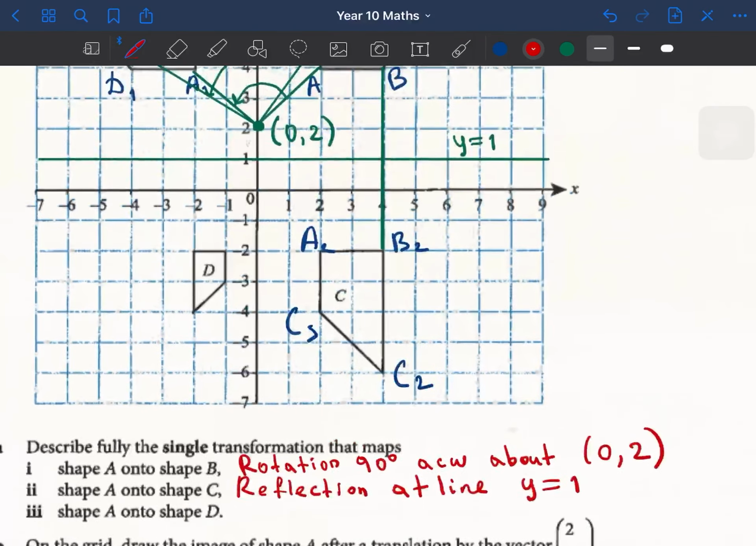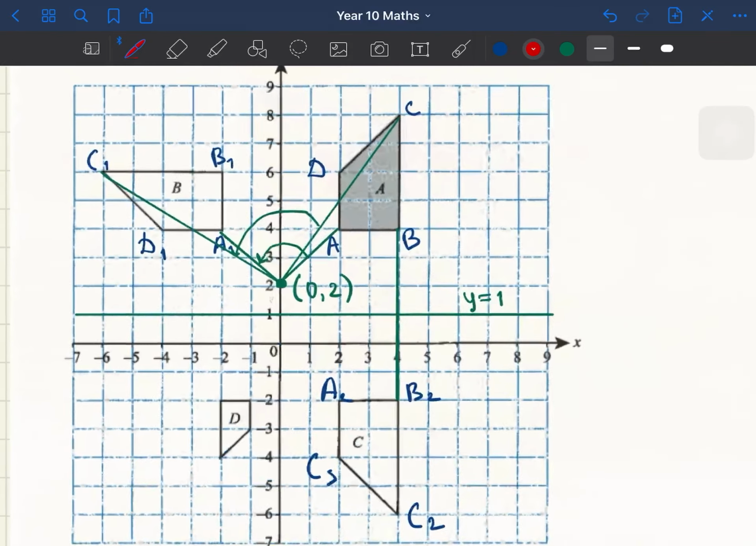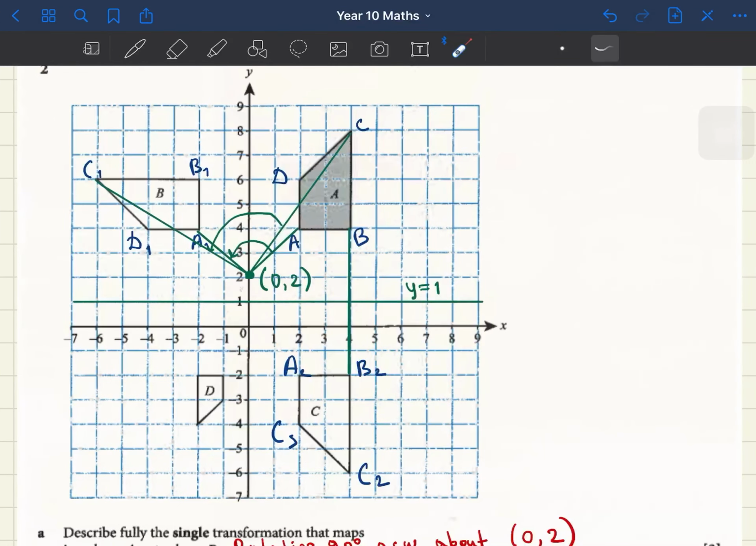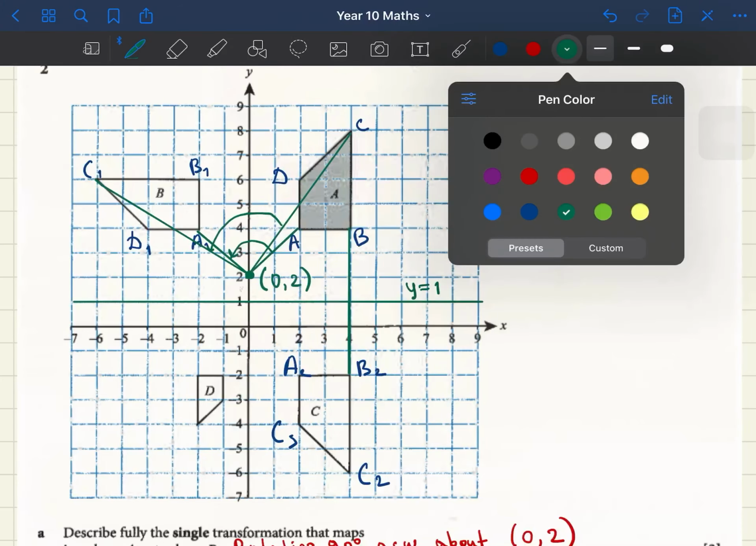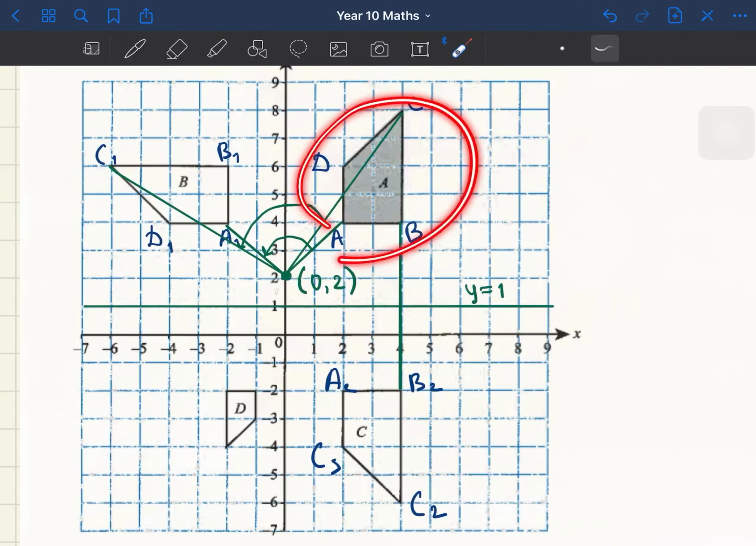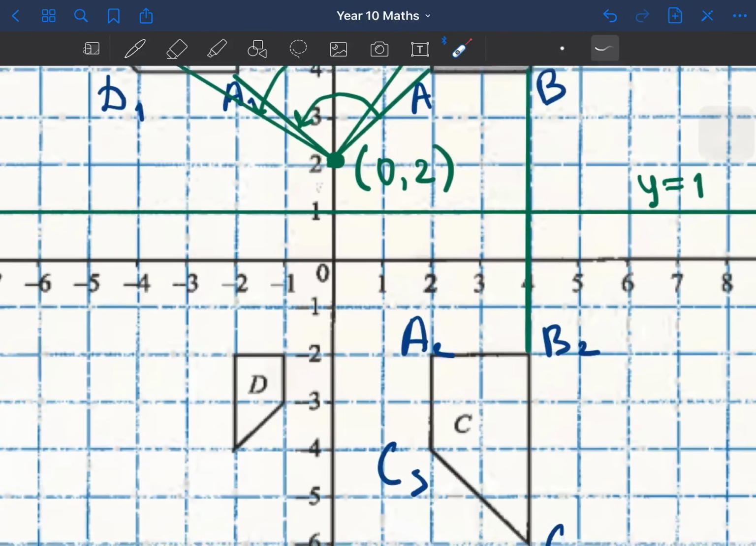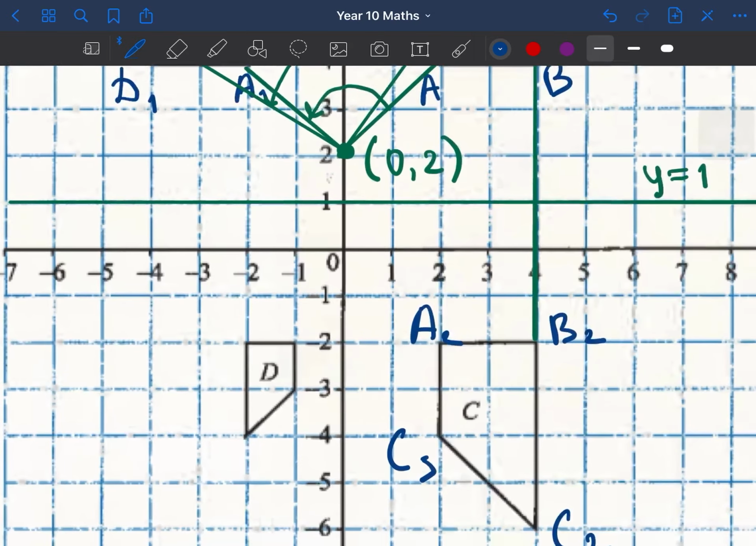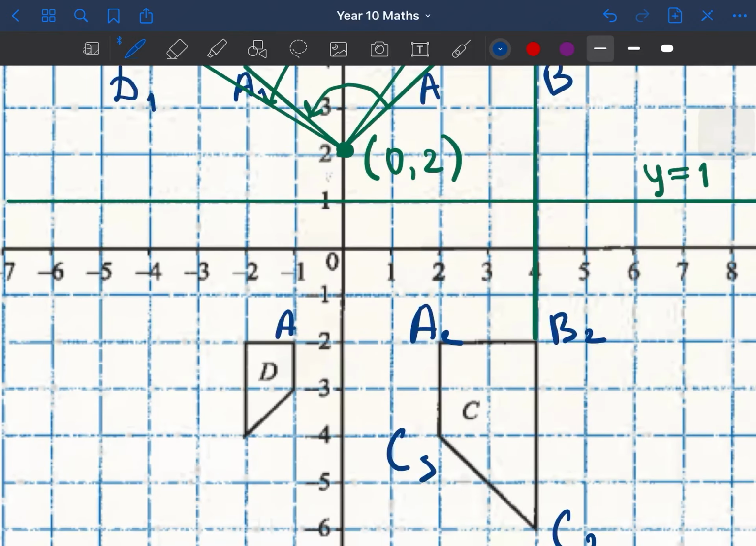Shape A onto shape D. Okay, this is the transformation that you haven't learned yet, but this is called enlargement. I will show you how to do it as well. And for this transformation, we see that A, B, C, D and D have different sizes. So this is only possible if we are talking about enlargement transformation.